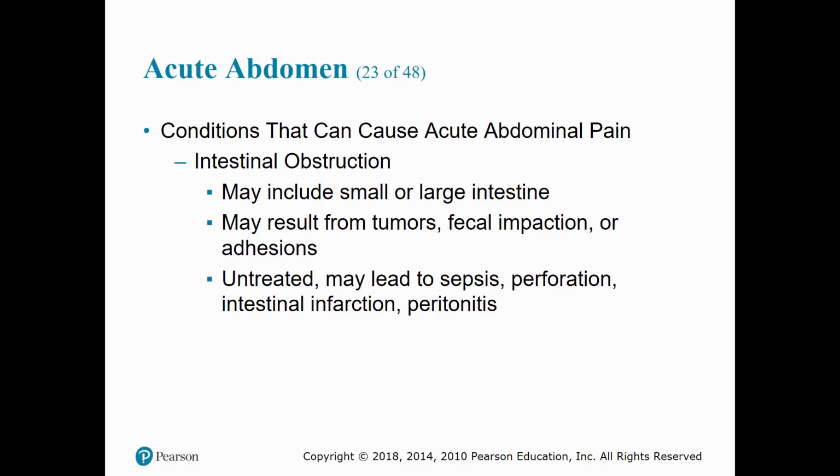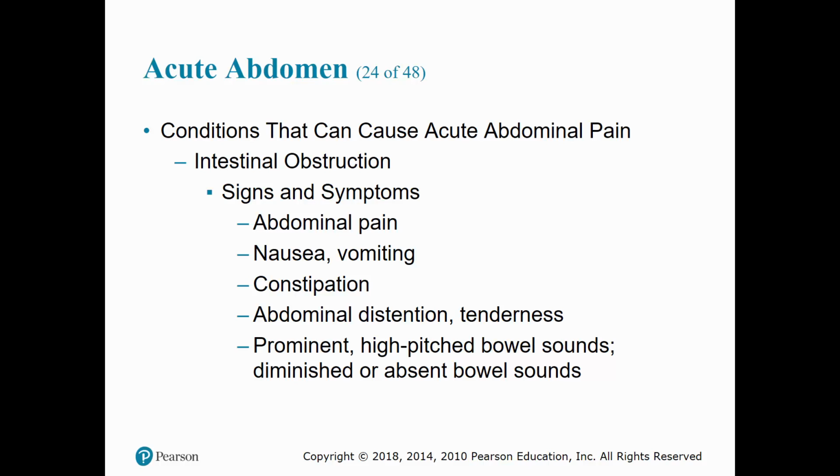These patients will present with abdominal pain, nausea and vomiting, constipation, abdominal distension, tenderness, prominent high-pitched bowel sounds, diminished or absent bowel sounds. The patient with intestinal obstruction might want to continue to walk and move, whereas the patient with peritonitis might want to lie still and not be moved or touched.